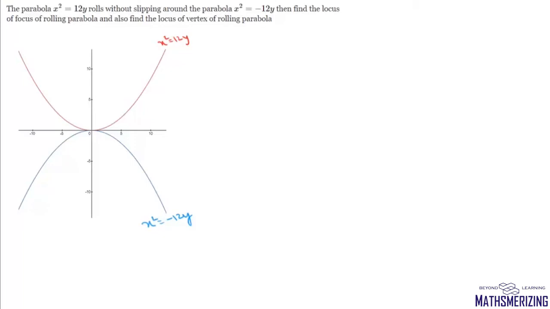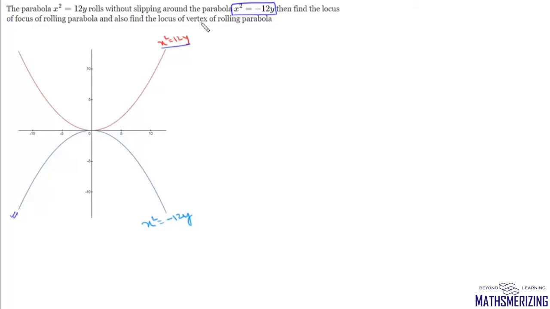Now let us take a very interesting rolling parabola problem. The parabola x square equals 12y rolls without slipping around the parabola x square equals minus 12y. So this second parabola is fixed, and the parabola on the top is rolling without slipping around it. We need to find the locus of the focus of the rolling parabola, and also the locus of the vertex of the rolling parabola.